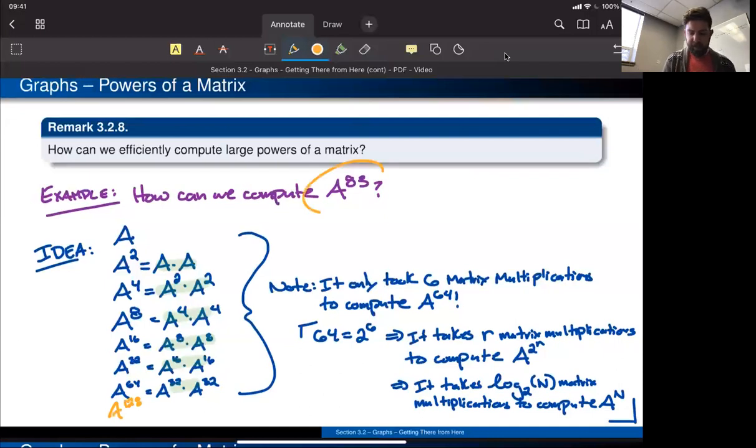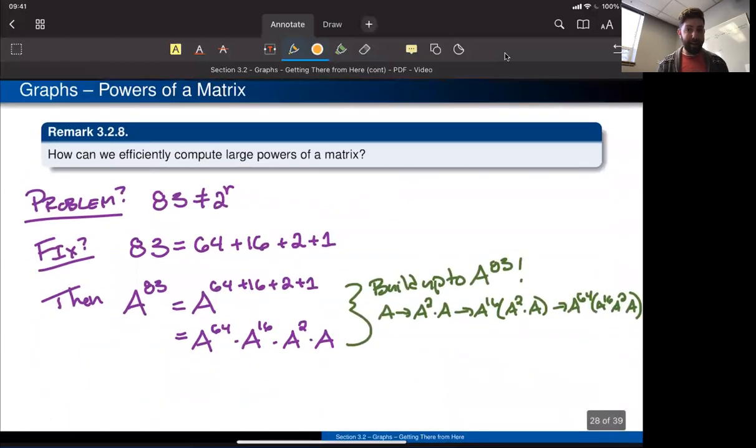The problem, though, is that 83 is not a power of 2. But I can write it as a sum of powers of 2. So 83 is in fact 64 plus 16 plus 2 plus 1. 64 and 16 add up to 80, and 80 plus 3 is 83. So computing a to the 83rd power means taking a to the 64th multiplied by a to the 16th multiplied by a squared multiplied by a to the 1. When I multiply powers like that, the exponents get added together.